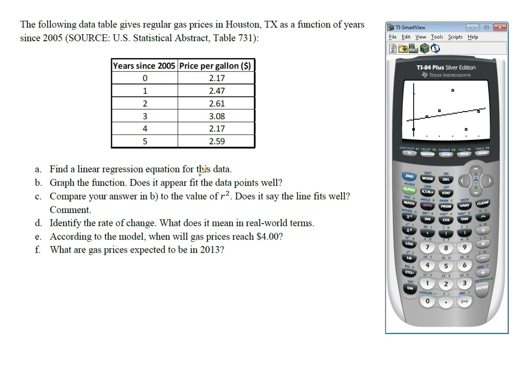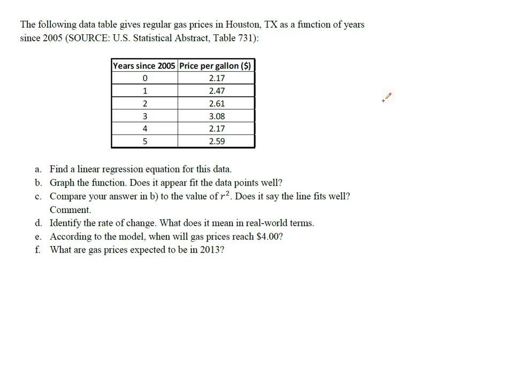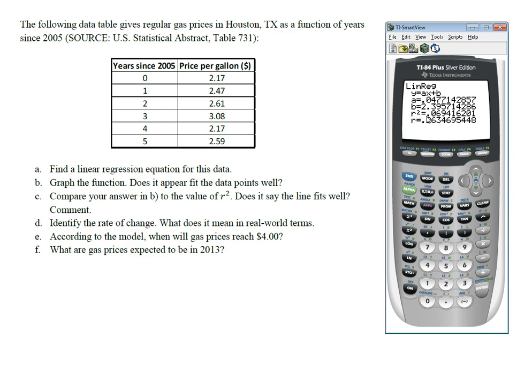Does it appear the data points fit well? Probably not really. It looks kind of scattered about and hard to say that this is a linear trend in the price per gallon as the years pass by. And we want to look at our R-squared value. Well, our R-squared value is actually 0.06, or about 0.07, so it only scores a 7%. It's pretty bad. So this also says it's a really terrible fit.